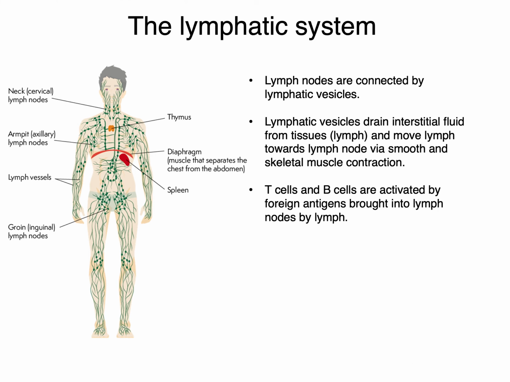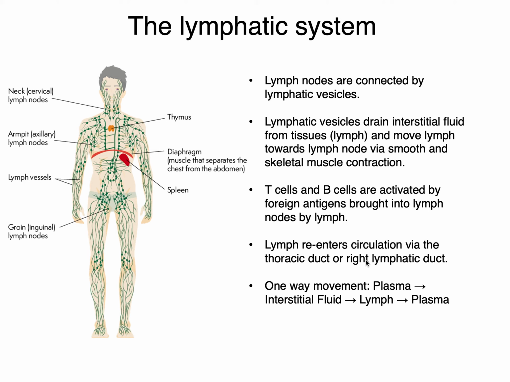T cells and B cells are activated by foreign antigens brought into the lymph nodes by lymph, and then the lymph will travel down these chains of lymph nodes until it can re-enter circulation via the thoracic duct or the right lymphatic duct. Now, this is a one-way movement. Plasma enters into interstitial fluid, which drains into the lymphatic vesicles and becomes lymph, which then drains back into the blood and becomes plasma. So when we say plasma, interstitial fluid, and lymph, we're really referring to the same fluid. We're just calling it different things based on where it is.